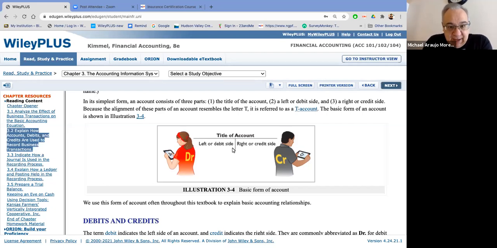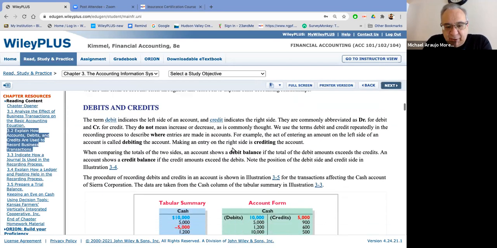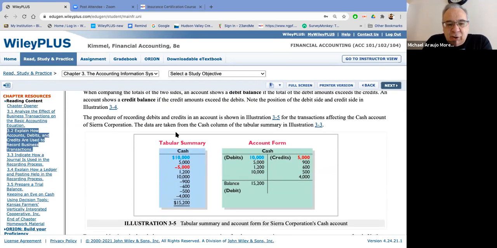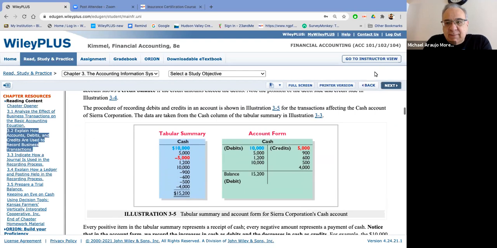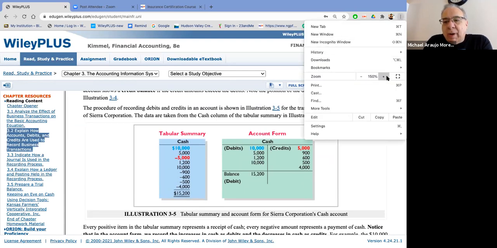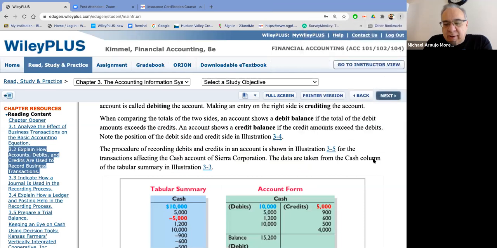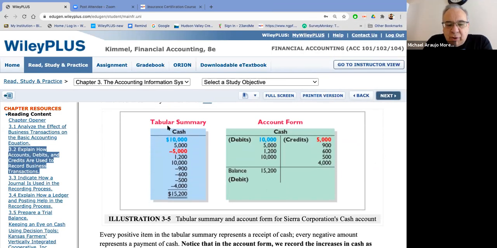So that's the beginning. Let me scroll down a little bit. Let's take a look at cash here. Because in this case, we had a whole bunch, and I'm making it a little bit larger here. We had a whole bunch of activity in the cash account for Learning Objective 1, right? And we saw those 11 events happen to Sierra Corporation. Many of those events affected cash.